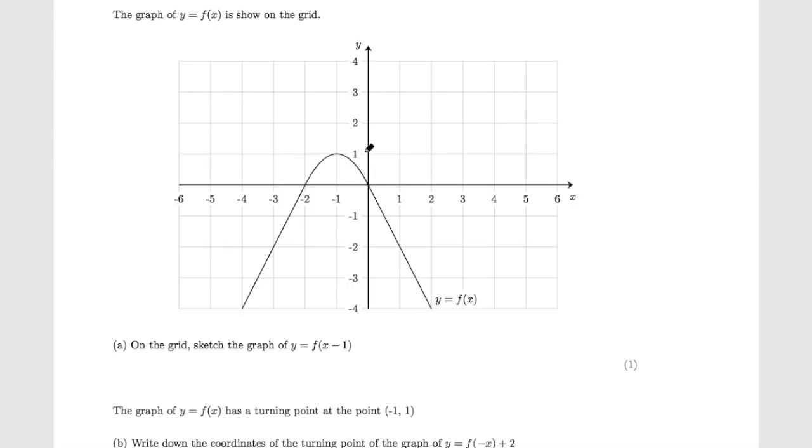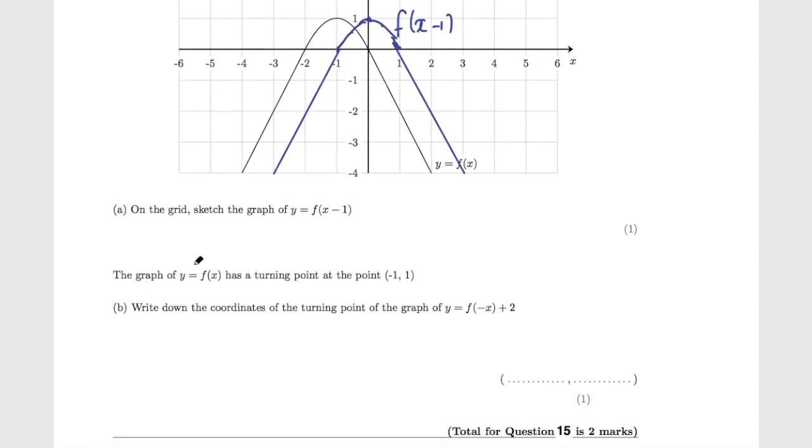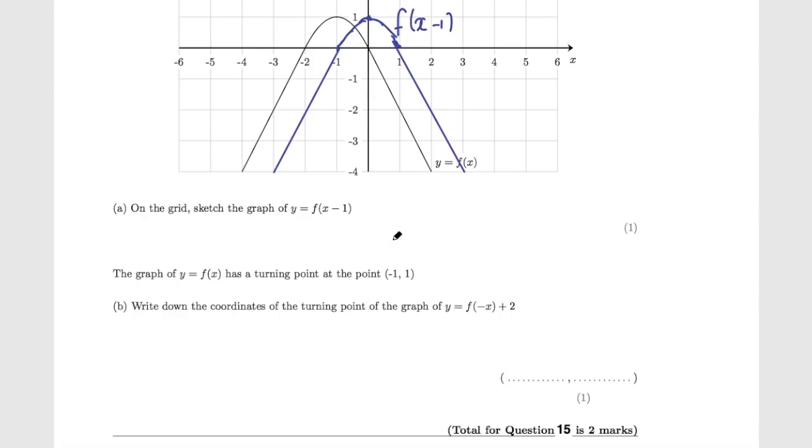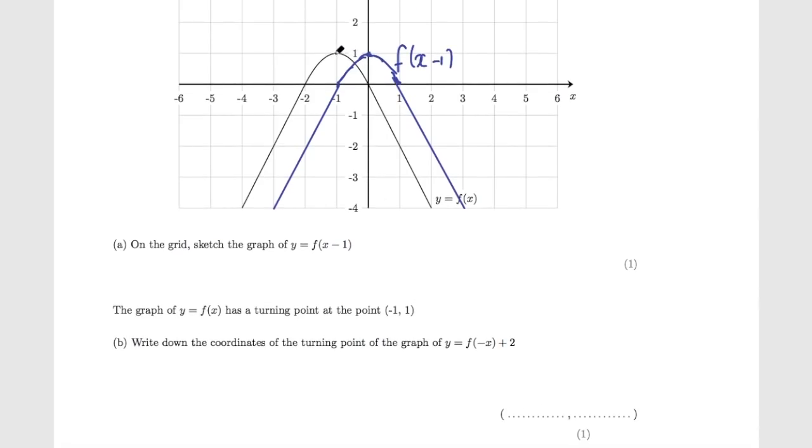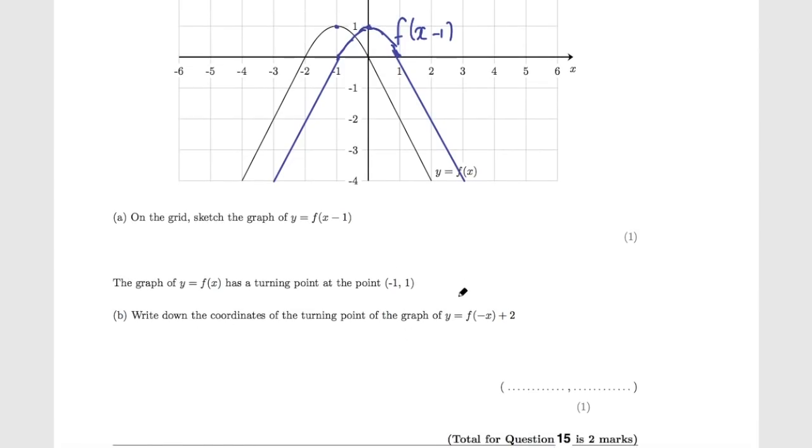So I need to shift this whole graph to the right, so it's going to end up as best I can, something like this. Okay, so this is f of x minus 1. Okay, the second part of this question says the graph of y equals f of x has a turning point at the point minus 1, 1. Okay, that's there. Write down the coordinates of the turning point of the graph y equals f of minus x plus 2.